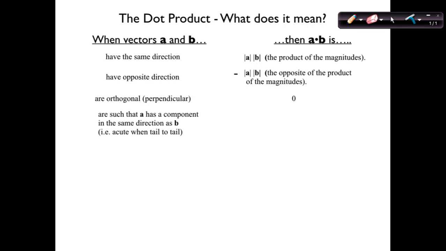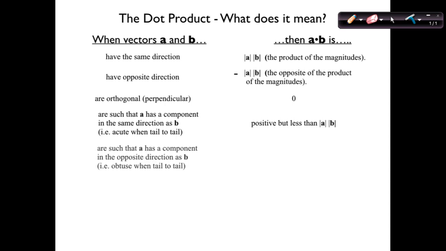0. When A has a component in the same direction as B, that is, they're acute when they're tail to tail, then the dot product is positive, but is it less than or greater than the product of the magnitudes? Less than, right? Positive, but less than the product of the magnitudes. And similarly, if they're obtuse, you're negative, but less negative than the opposite of the product of the magnitudes.